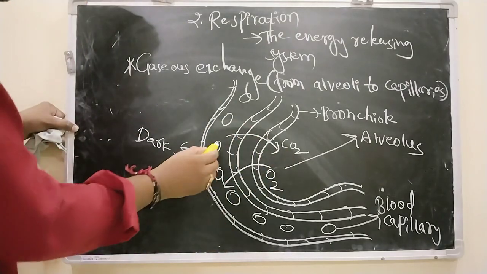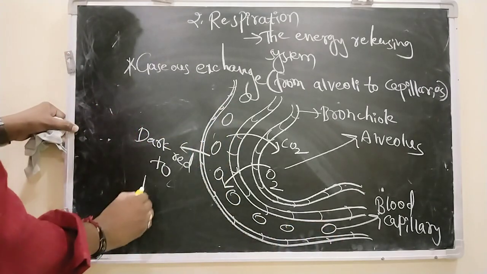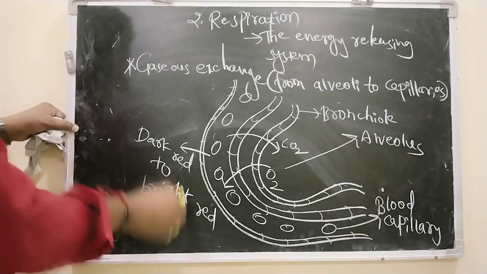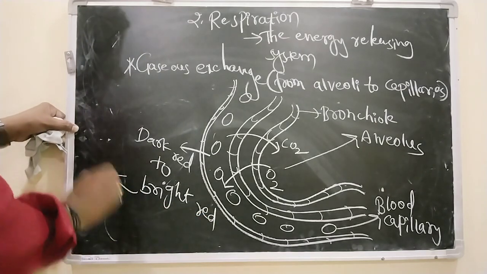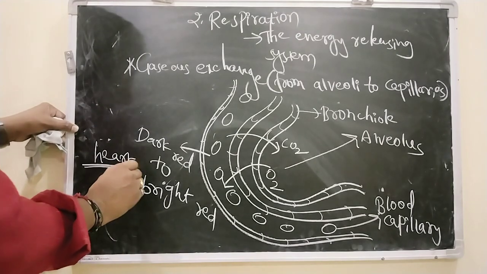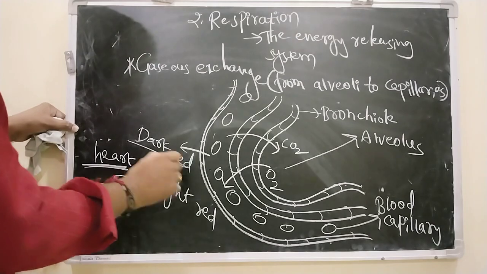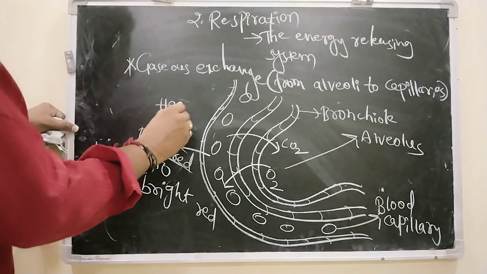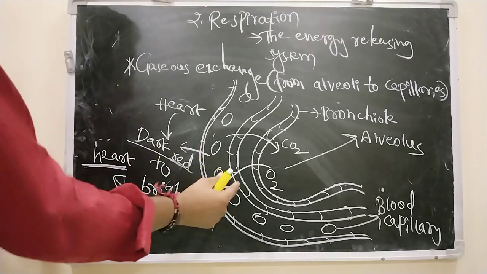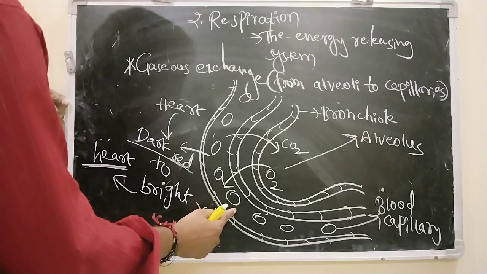Now as a result, this dark red colored blood changes into bright red because of oxygen presence, and again returns to the heart to be distributed to body parts. Okay. And what about this dark red colored blood? This is also pumped by the heart, but for oxygenation. Okay, so this is the gaseous exchange between alveolus and blood capillaries.